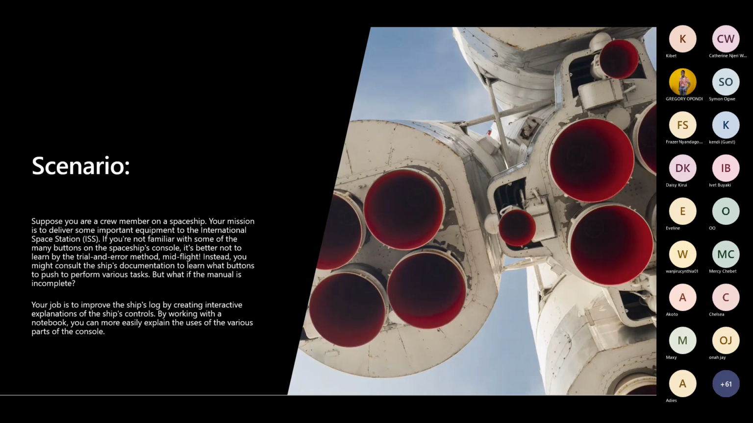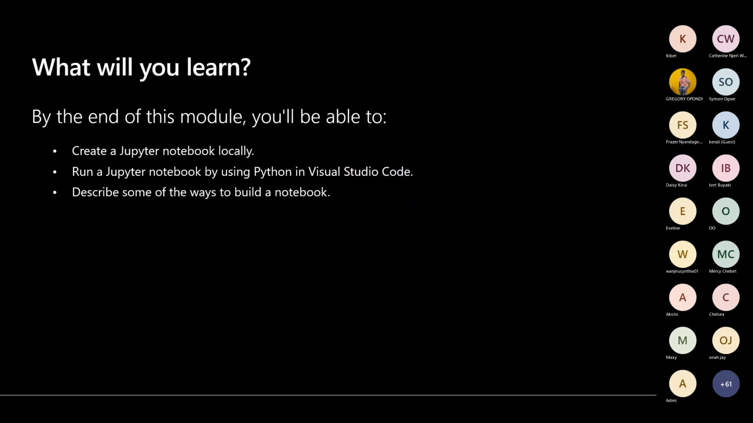So in Python, it's better to have what we call documentation. Documentation is how you write what your code basically does. And that's where Jupyter Notebooks help us. It's just like a notebook. So we are going to write this code does this and this code does that. So by the end of this, you should be able to create a Jupyter Notebook and be able to run a Jupyter Notebook using Python in Visual Studio and describe some of the ways to build a notebook.